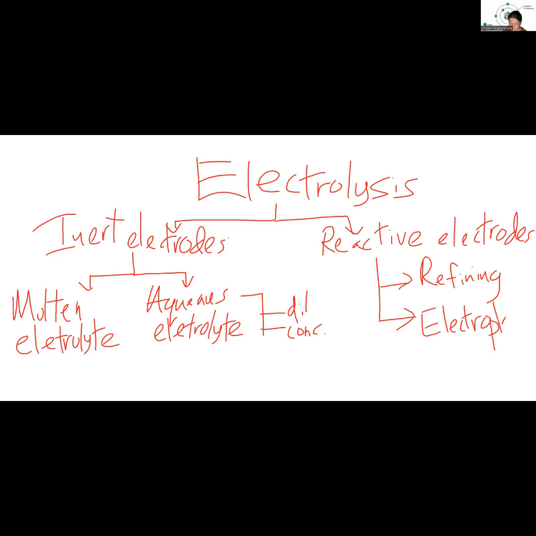Both of these have similar reactions, so this is very easy to understand if you just remember them as one category. Similar reactions happen here. For refining, I usually tell a small mnemonic to remember it. Cat is getting fatter.